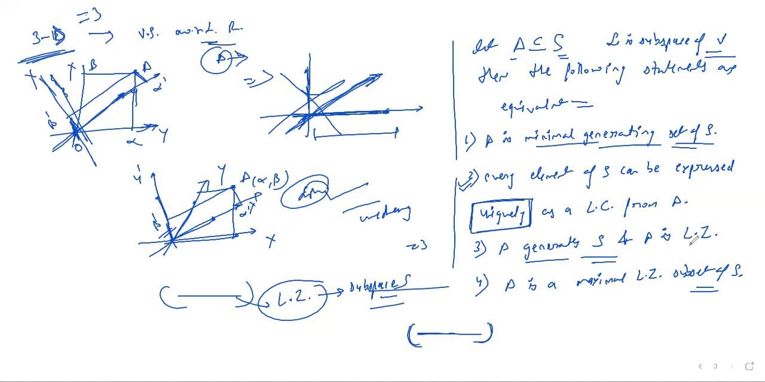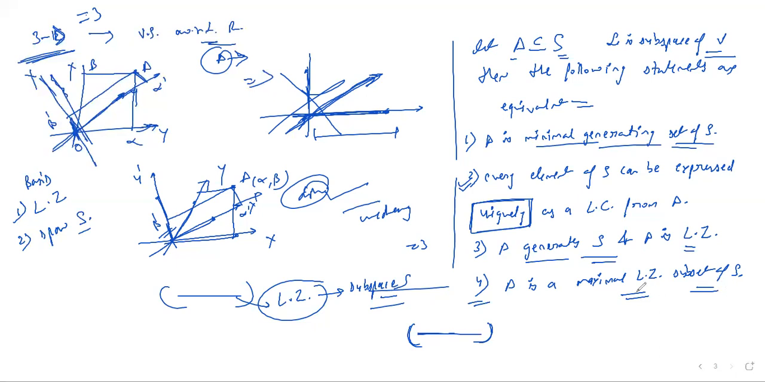A generates S and A is linearly independent. That's what we have learned in the definition of basis, that the vectors in the basis would be linearly independent and these should span the subspace S. Okay. The fourth statement is that A is a maximal linearly independent subset of S.